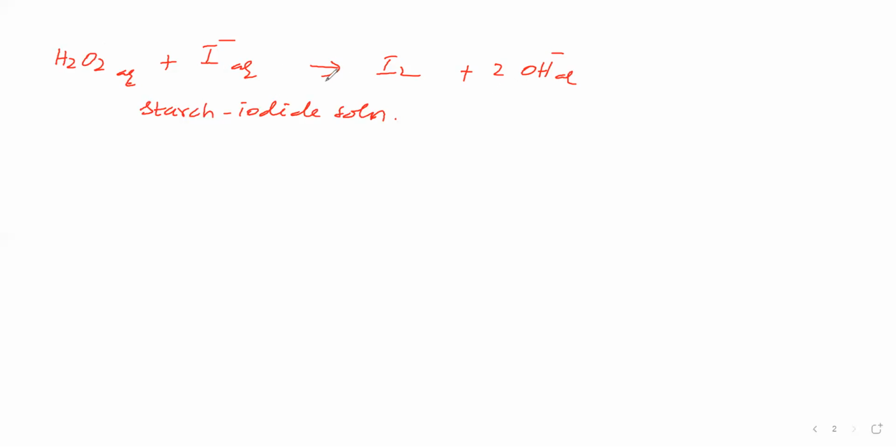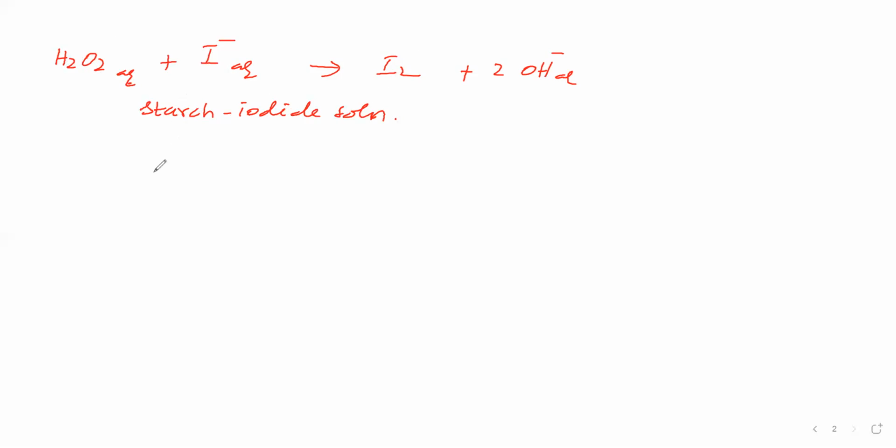Then in this solution starch is there. Starch is a polymer, and this polymeric chain will be like a coil. This starch is colorless. Iodide is also colorless. Hydrogen peroxide is also colorless. Iodine is having color.